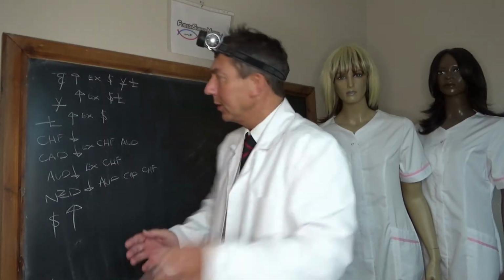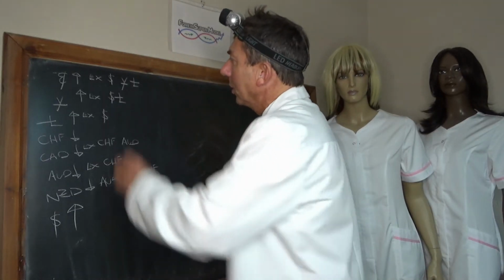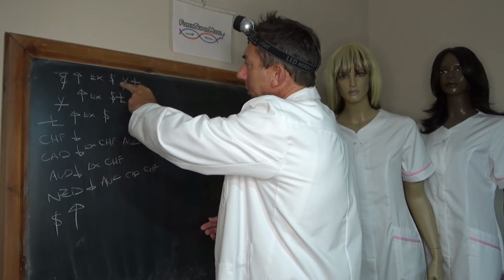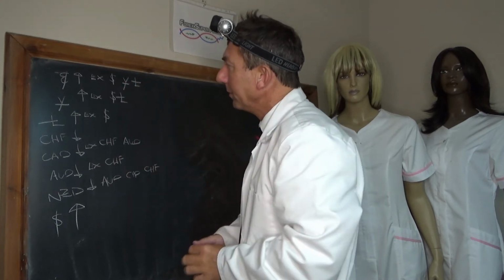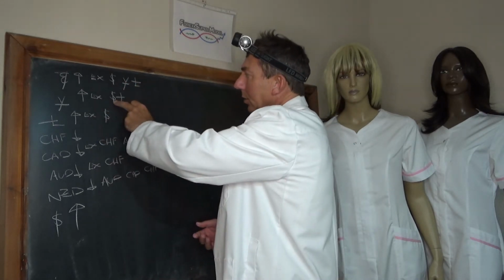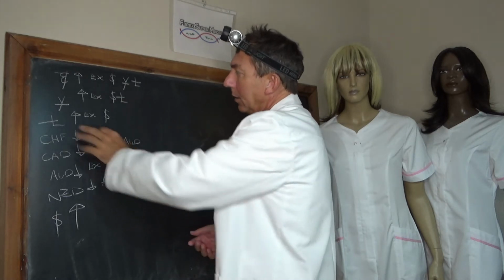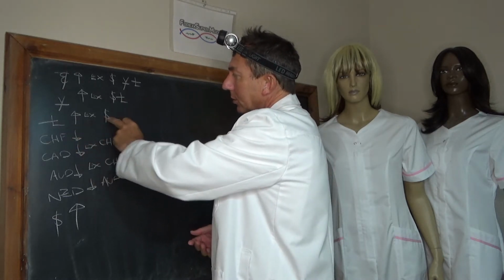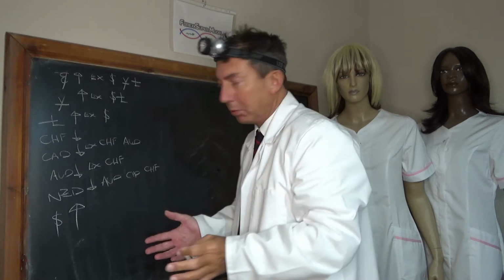Right, welcome back. We've written up the Asian flows then. So euro is strong except against the dollar, the yen and the pound, which are stronger. The yen is strong except against the dollar and the pound. The pound is strong except against the dollar. The Swiss is weak across the board.